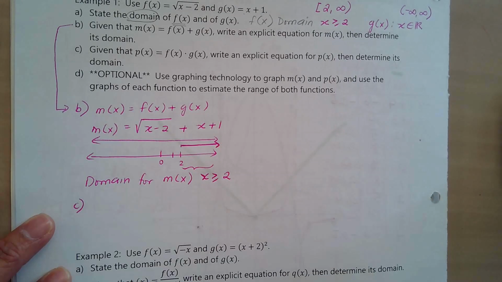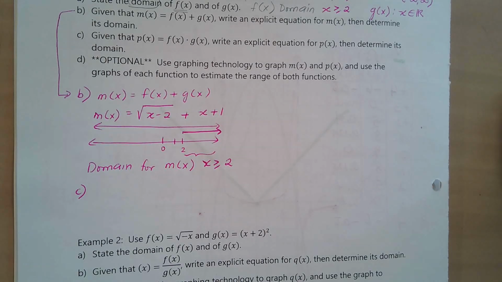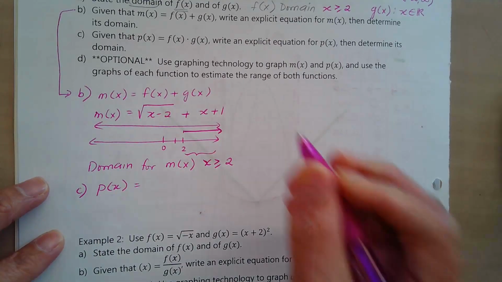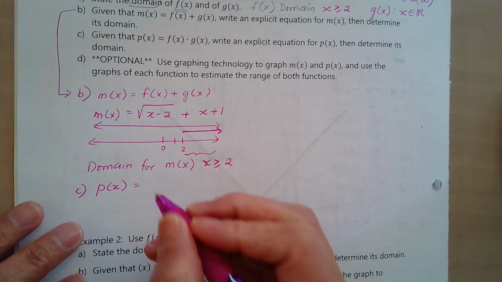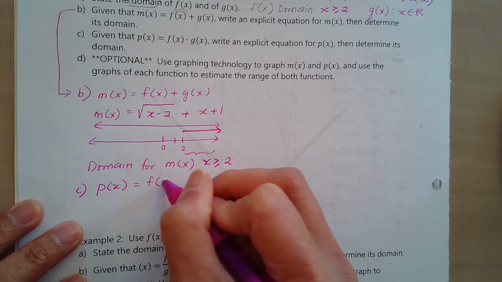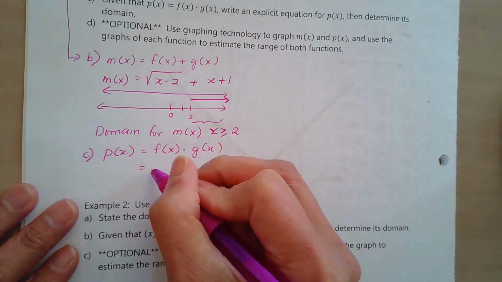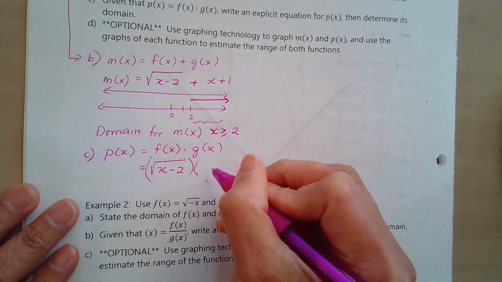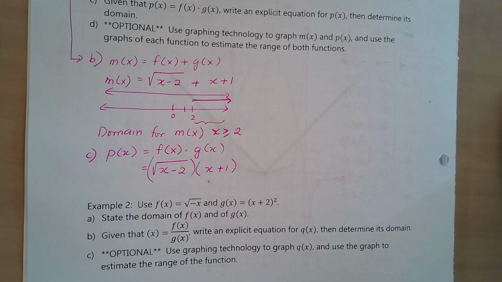Letter C. So given the p of x, which is f of x times g of x, so now there is a new function, p of x, where it's basically a combination of f of x times g of x. So if we do that, f of x is the square root of x minus 2 times g of x, which is x plus 1. Okay, so you can expand that if you want, or you could probably leave it like that.